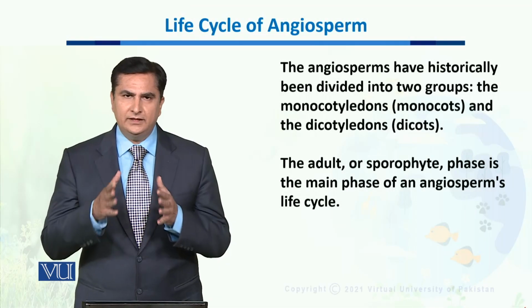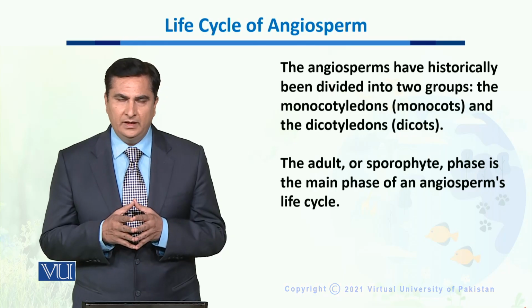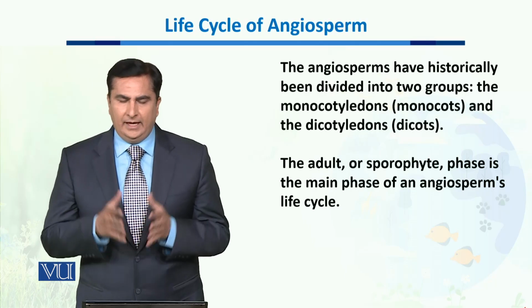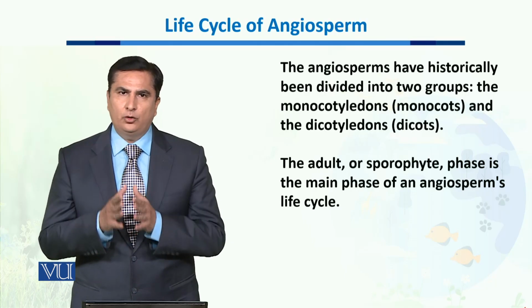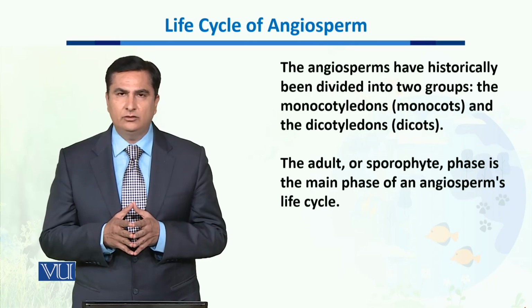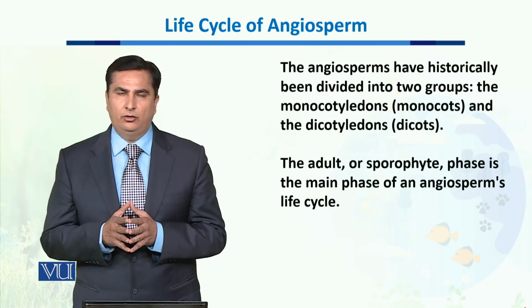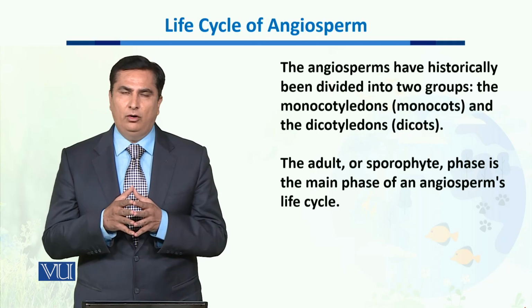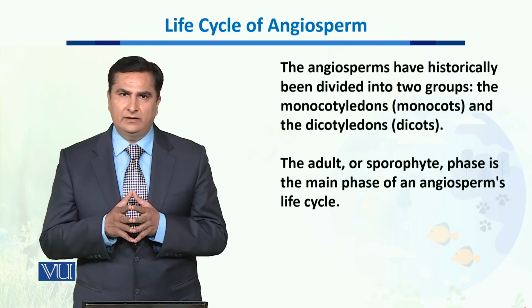Dear students, in this unit we will talk about the life cycle of angiosperms. As you are aware, angiosperms are the flowering plants, and they have been historically divided into two groups. One group is known as monocotyledons or monocots, and the other group is known as dicotyledons or dicots. This diversification is based on special aspects which will be covered in later lectures.